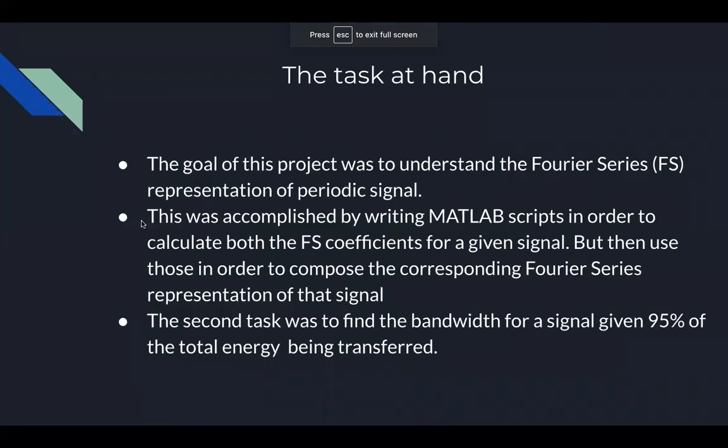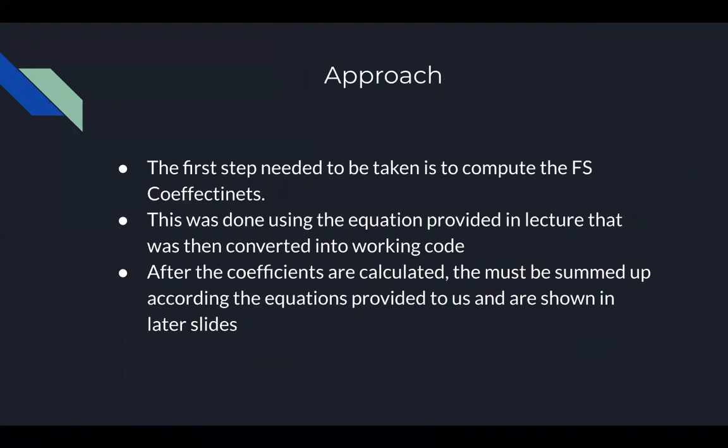So the task at hand, the goal for this project was we're going to cover Fourier series. We're going to look at Fourier series representation of just an arbitrary periodic signal. We need to find the coefficients for that signal in order to compose a nice looking graph for that signal in order to get a more accurate approximation. And then for part two, we find the bandwidth of a signal, and then if 95% of that energy is being transferred, what would that bandwidth be?